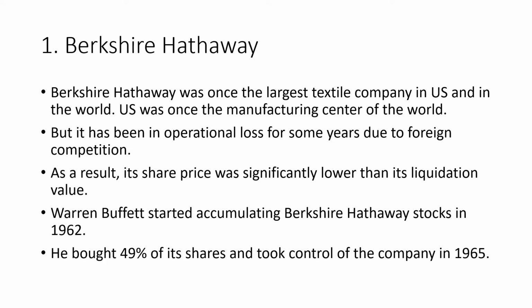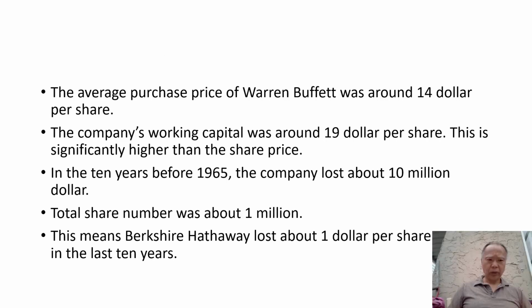Warren Buffett started to accumulate Berkshire Hathaway stocks in 1962. He bought 49% of its shares and took control of the company in 1965. The average purchase price of Warren Buffett was around $14 per share. The company's working capital was around $19 per share. This is significantly higher than the share price.